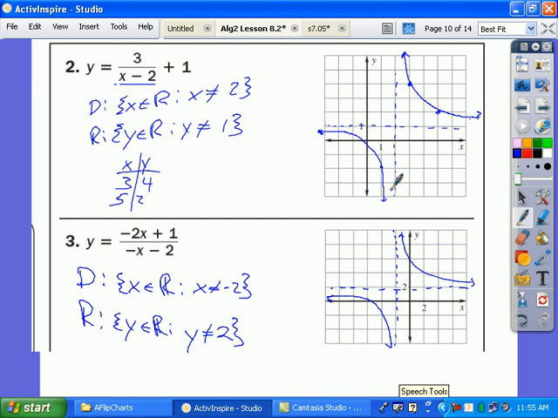But I'll tell you, as a teacher, I'm looking for where the asymptotes are. That's going to be the primary indicator. If I ask you to graph something, I'm going to look first to see if you put the asymptotes right. And as long as everything else seems reasonable, that's what I'm going to be looking for.